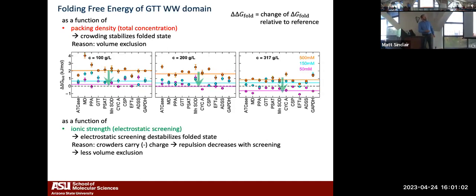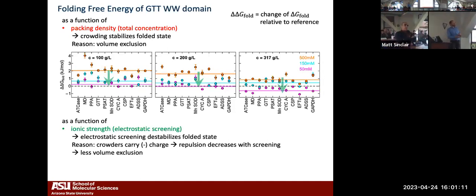Now this is the ionic strength effect. If you are lower ionic strength, you're also stabilizing the folded state. That's what I just mentioned. All the other proteins are negatively charged. So when you lower ionic strength, the repulsion becomes stronger, all the other proteins want to avoid each other and take much more space. So there's less space for the poor WW domain, which also becomes compressed and more stabilized.